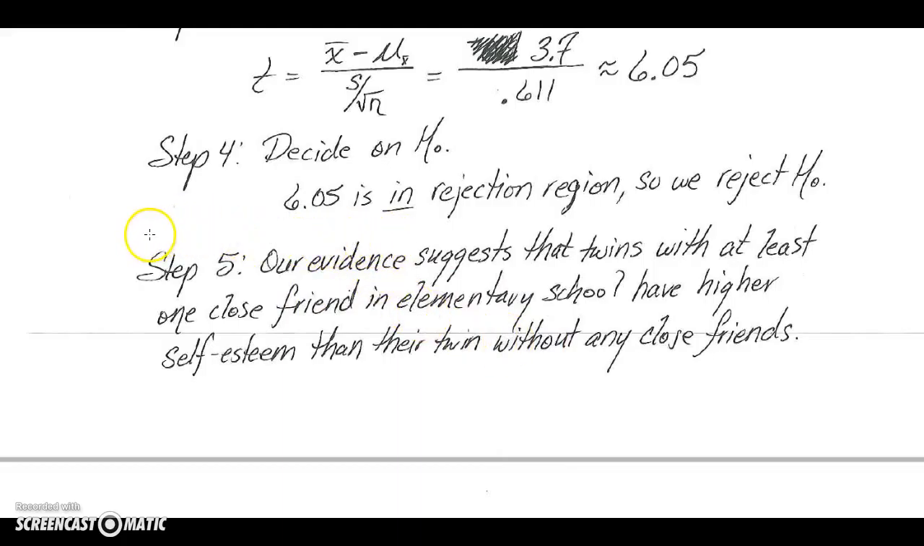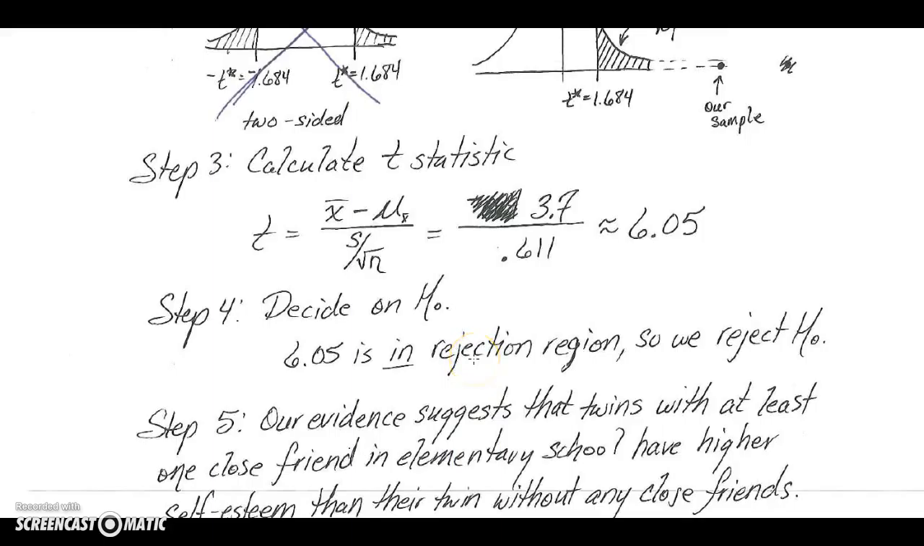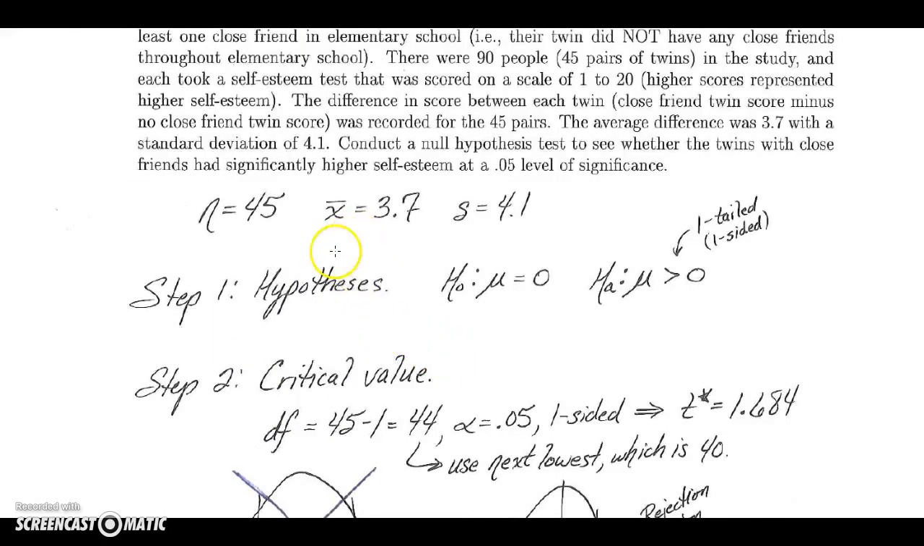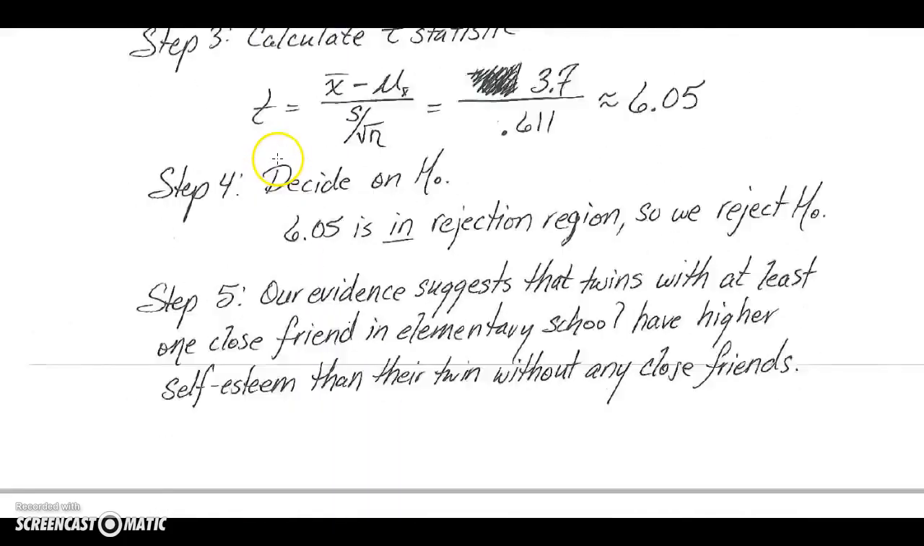And notice what we're doing here. This is now talking about the population of all twins, at least the ones that would be in that situation, having one with the elementary close friend and one without. We're going beyond our sample now. So this was the original sample values, but now we're going beyond. Even in the population, we think that there's a significant difference.